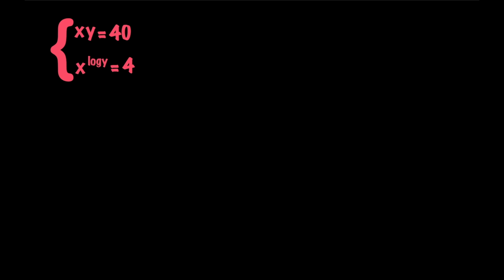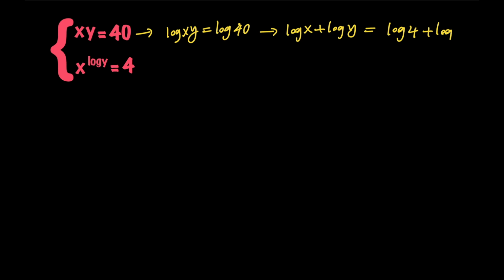So if you take the log of both sides in the first equation, we're going to have log of x times y equals log of 40. Now, notice that whenever we have log of a product, we can turn that into a sum of two logs. So we can write log xy as log x plus log y. Now, notice that log 40 is just the same thing as log of 4 times 10. So again, we can turn that into a sum of logs and write it as log 4 plus log 10.